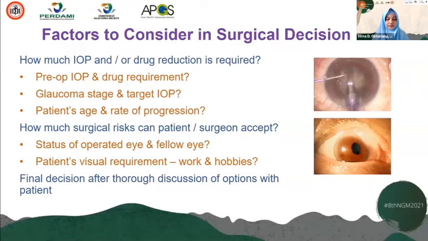But I think most importantly, the final decision should be made after very thorough discussions of the pros, cons, and risks of each surgical option with the patient.